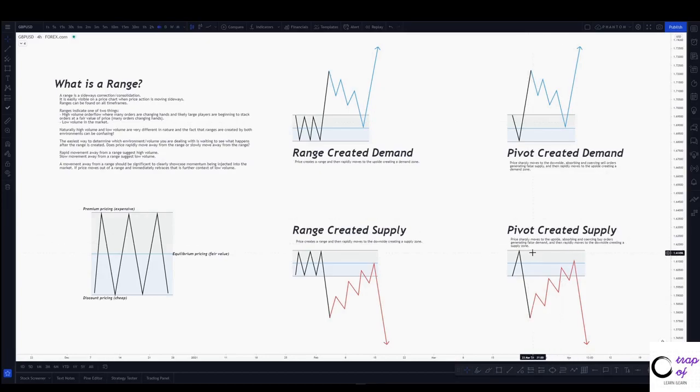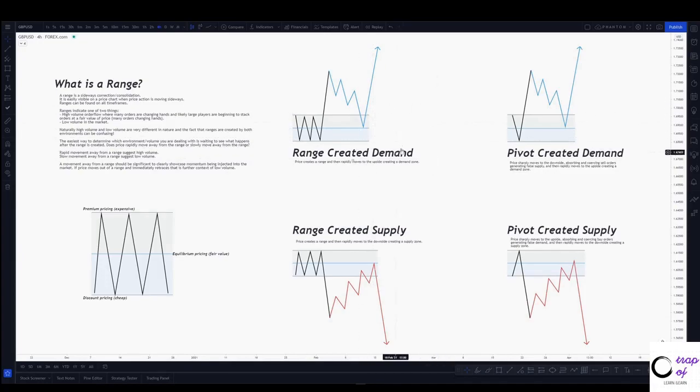Now, if we flip over to the supply side on a pivot, we get a sharp move to the upside followed by a rapid expansion to the downside. Again, we're not trying to catch that expansion to the downside. What we are simply doing is marking out our supply zone and waiting for price to return back to that supply zone. The range and the pivots are the footprints of institutions, or the footprints of large orders being created in the markets. We simply don't need to guess. We just wait for these footprints to develop, and then we wait for price to return to these areas.